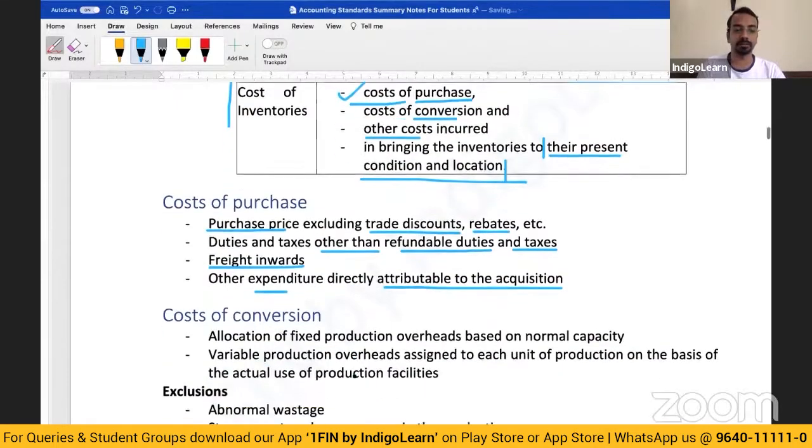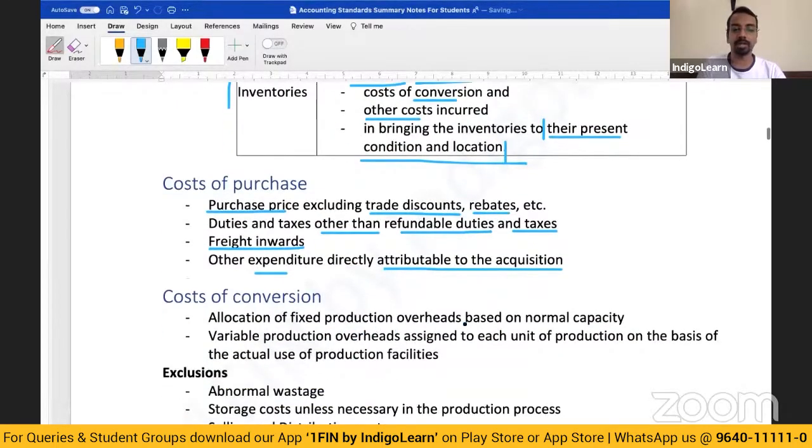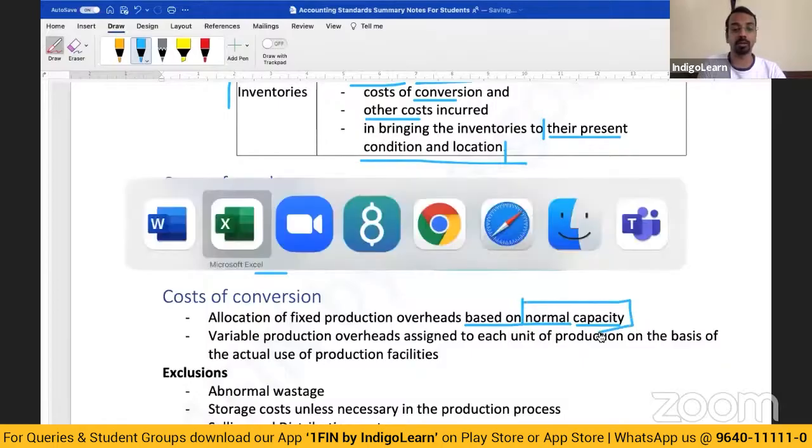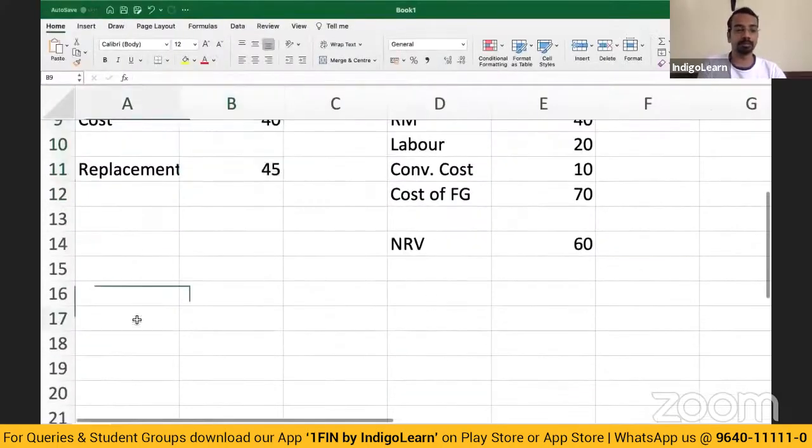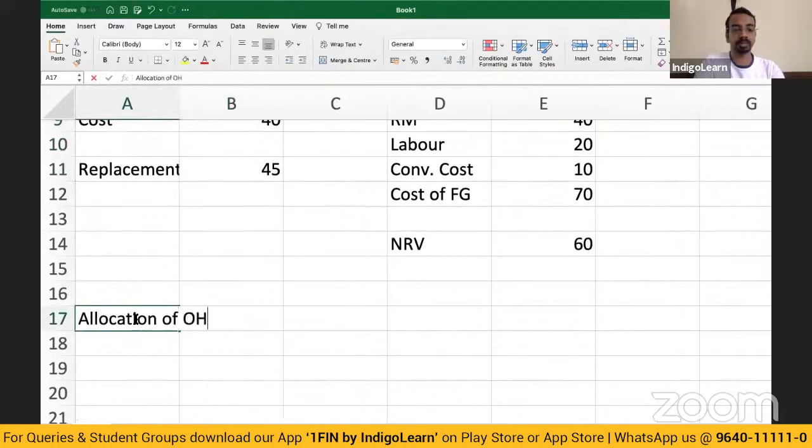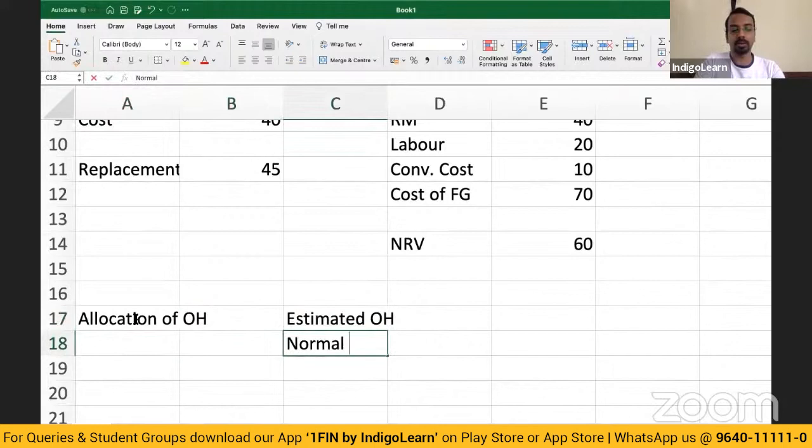Then cost of conversion. Allocation of fixed production overheads based on normal capacity. Please note, sometimes the production may be less. Even then, you will use the normal capacity to allocate the production overhead. So your formula will be estimated overhead divided by normal production. Okay, so by applying this formula, you will get a rate. That is the rate you will apply while calculating the cost of inventory.